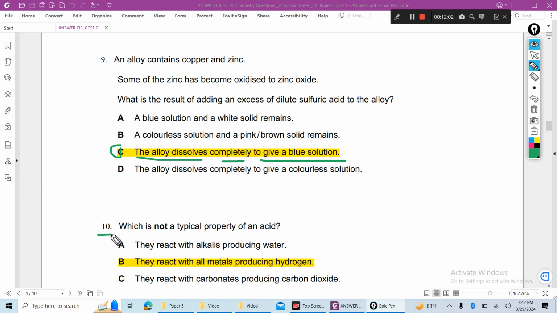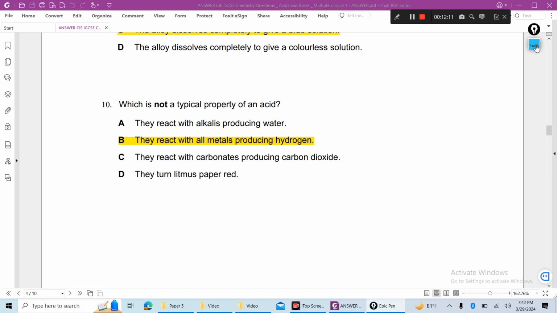Number 10. Which is not a typical property of an acid? Answer B. They react with all metals producing hydrogen. No, some metals do not react with acid, so this is not a property. They react with some metals to produce hydrogen, but not all metals.